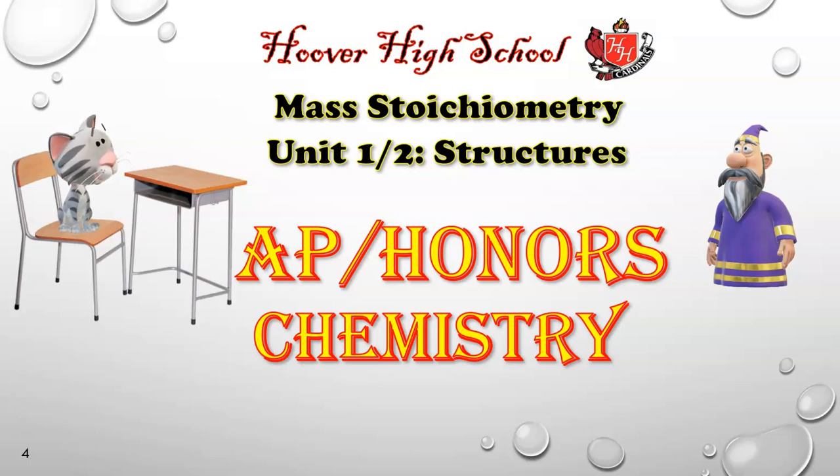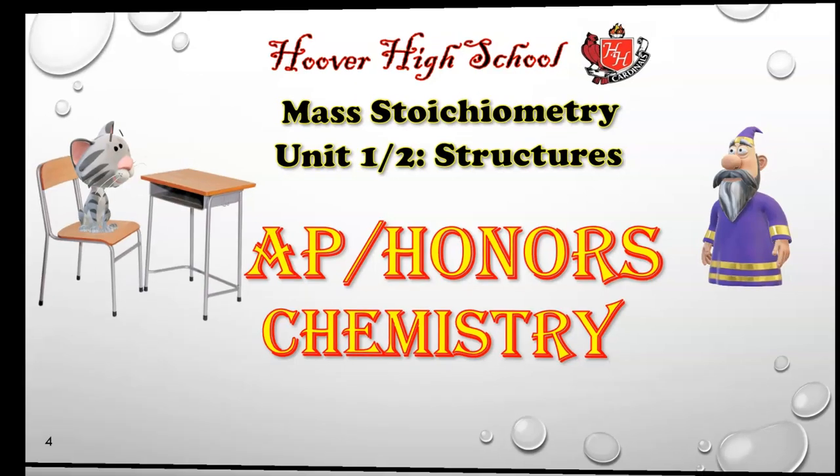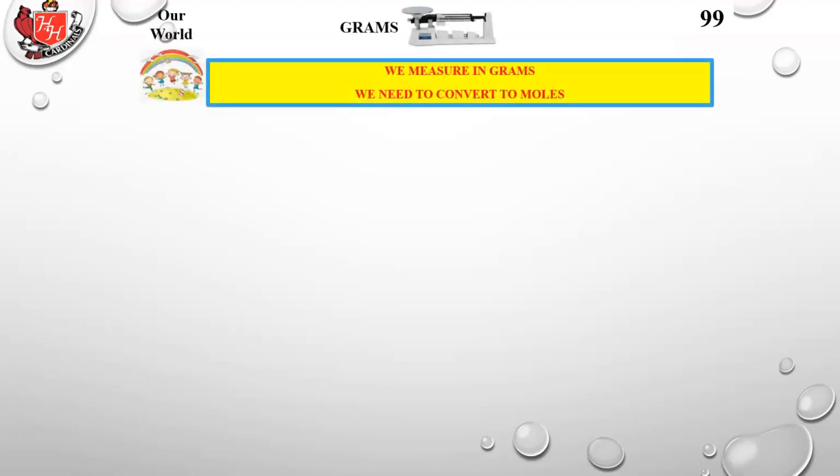Okay, chemistry, we're on to a very important topic, mass stoichiometry. This is how to use a chemical equation to compute how much of a product you're going to get and how much reactants you need to put in. So we measure things in grams. We have scales to do that in the lab, and so that's our world. We're able to measure how much things weigh or what their mass is.